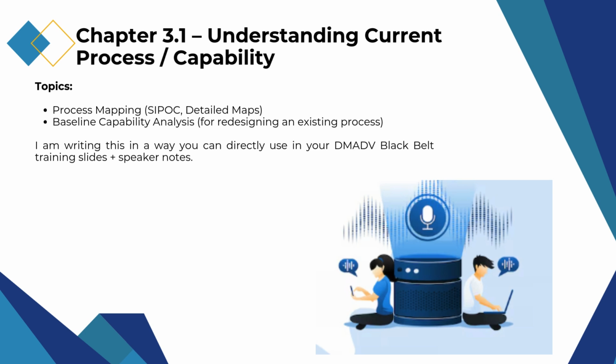SIPOC to define suppliers, inputs, high-level process steps, outputs, and customers, and then moving to detailed process maps to capture actual workflows, handoffs, decision points, delays, and rework. This as-is understanding is combined with baseline capability analysis, where current performance data such as cycle time, defect levels, error rates, service levels, and variation are analyzed to determine how well the process meets customer requirements today.